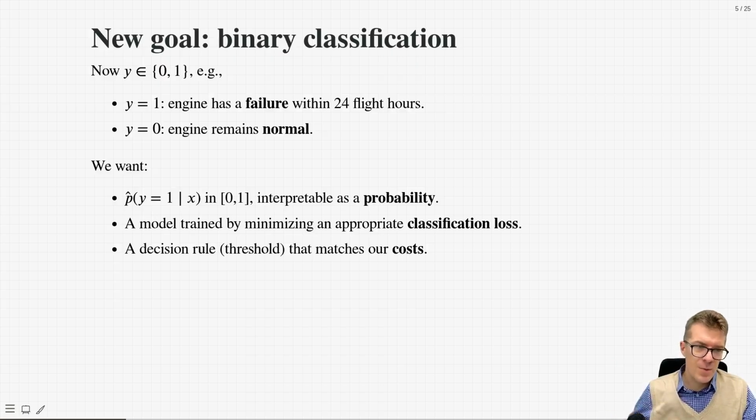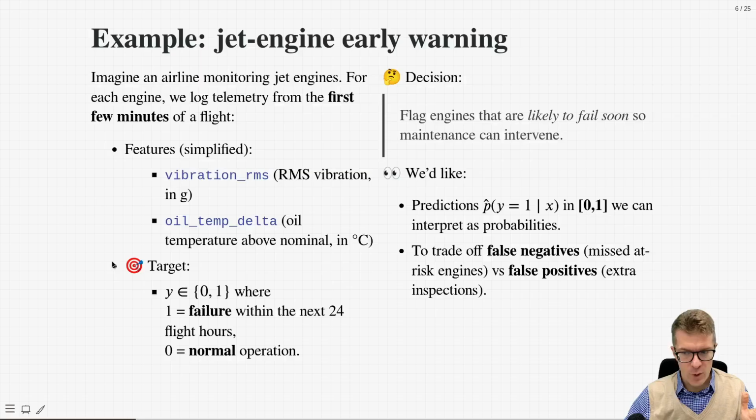So this model is basically going to be trained by minimizing an appropriate classification loss. We had a loss function previously, on the previous slide. We're going to have to come up with a new loss for classification. Given that loss, that's going to tell us how well we're doing in making our estimates. We will still need a decision rule that, given a model trained with the classification loss, will let us make decisions that match our costs in the real world.